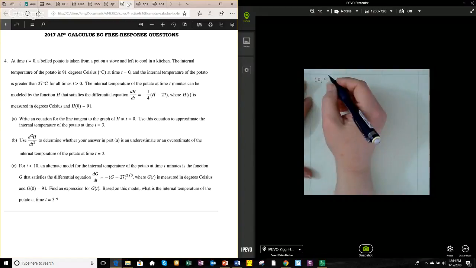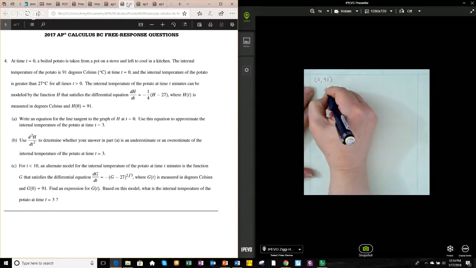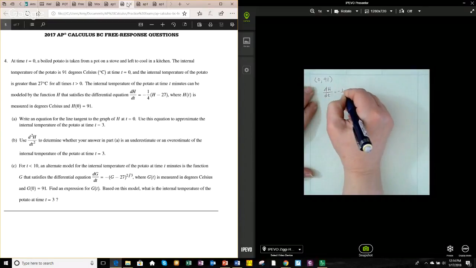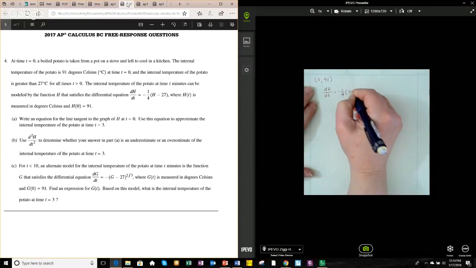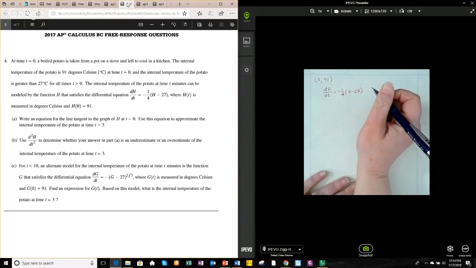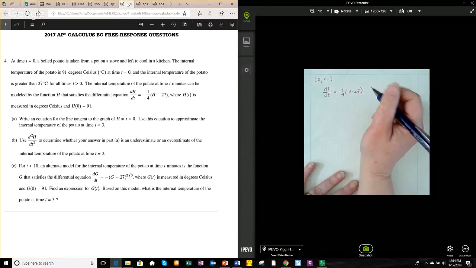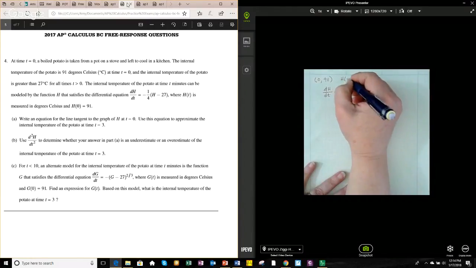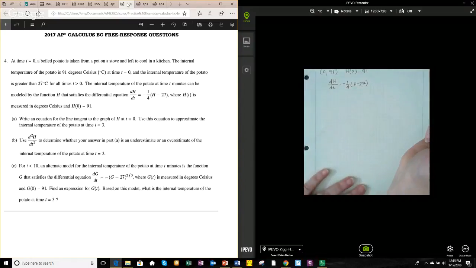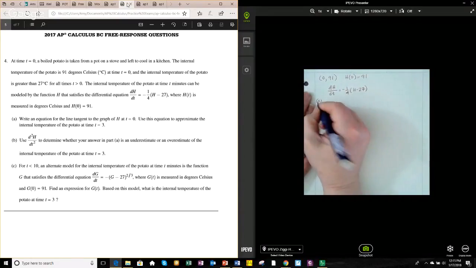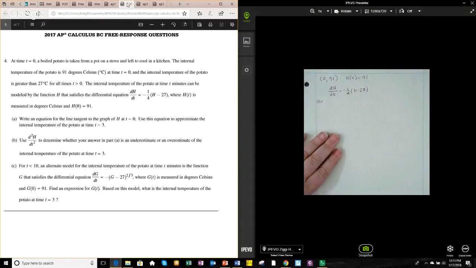The internal temperature of the potato at time t can be modeled by the function h that satisfies the differential equation. So they're giving us a differential equation. So here we go, dh/dt is equal to negative 1/4 (h minus 27), where h of t is measured in degrees Celsius and h of 0, well, there it is, they gave it to us anyway, is equal to 91. All right, so part A says, I guess they named it H for hot potato. That's pretty funny.